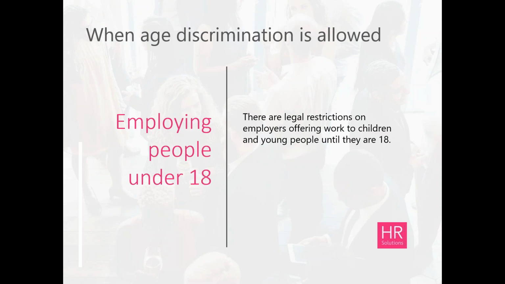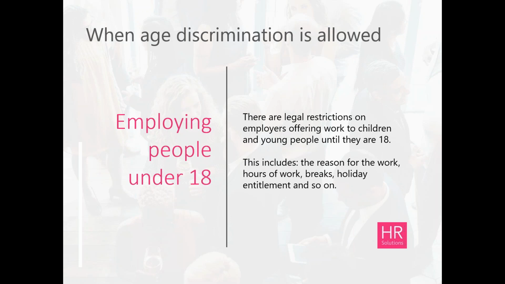And then we have employing people who are under 18, okay? So this is the last example that we have on age discrimination being allowed, and of course it stands to reason. We have different working time regulations, different laws about the type of work children are allowed to do, the type of breaks that young people have, holiday entitlement, and so on. Okay, so we've got a legal obligation there to treat people who are under 18 differently to people who are over 18.